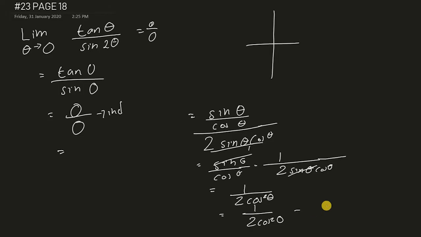Cosine 0, guys, is equal to 1. So that's 2 times 1. 1 squared is 2. So that's 1/2. Basically, ang sagot natin, guys, ay 1/2. Pero it doesn't mean that this is the only solution. There are a lot of solutions na pwede nating gawin dito.